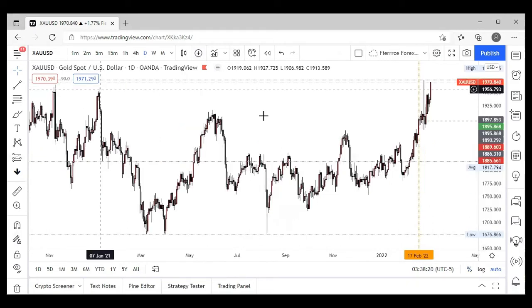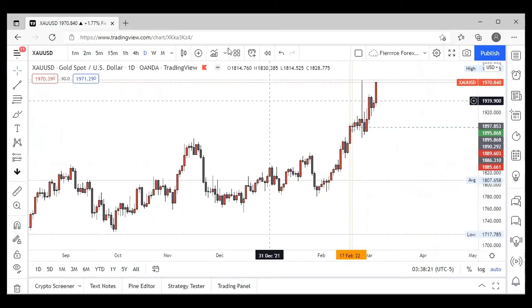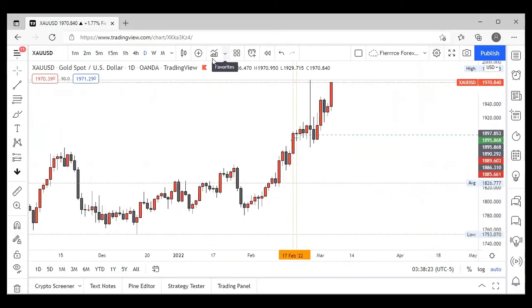So there, let me remove that. This next button here shows your indicators, metrics and strategies. So if I want to add an indicator, now what is an indicator? A technical indicator is an additional tool that you can add onto your chart to help you look at the chart better.